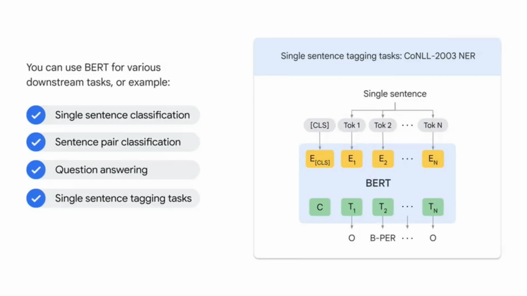BERT can be used for different downstream tasks. Although BERT was trained on masked language modeling and single sentence classification, it can be used for popular NLP tasks like single sentence classification, sentence pair classification, question answering, and single sentence tagging tasks.